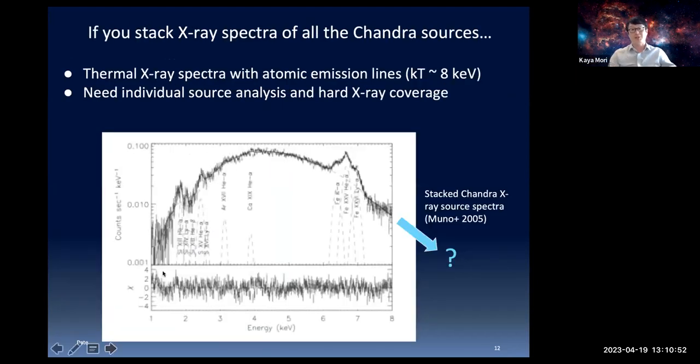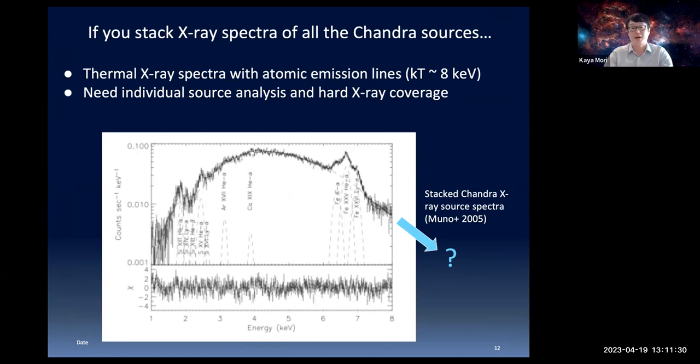So let me go back to the Chandra sources. If you simply stack up all these Chandra sources, this was done by Muno et al. back in 2005, this is what you see. You see a bunch of atomic lines, especially very strong iron lines between 6 and 7 keV. These stacked spectra are nothing but thermal, and the plasma temperature is around 8 keV. But this is stacking all these sources, and there could be non-thermal sources or higher temperature or lower temperature sources blended in. So you need to really do the individual source analysis.